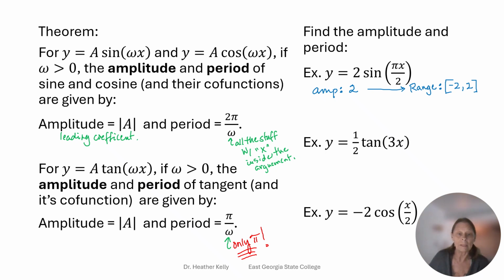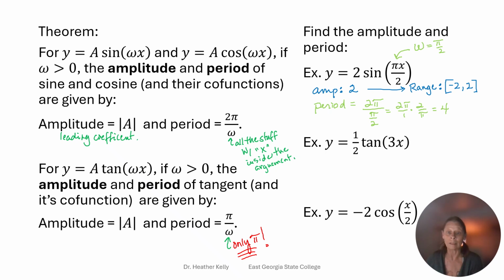All right, let's find our period. The period is equal to 2 pi divided by everything here but x. So omega is equal to pi over 2. So this would be pi over 2. Now we'll do that work. 2 pi over 1 times 2 over pi. Canceling out. Here our answer, our period is 4. That is the number 4, not 4 pi. Straight up the number 4. All the pi's canceled out.